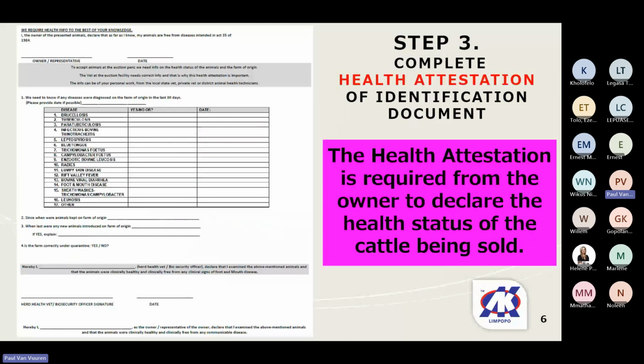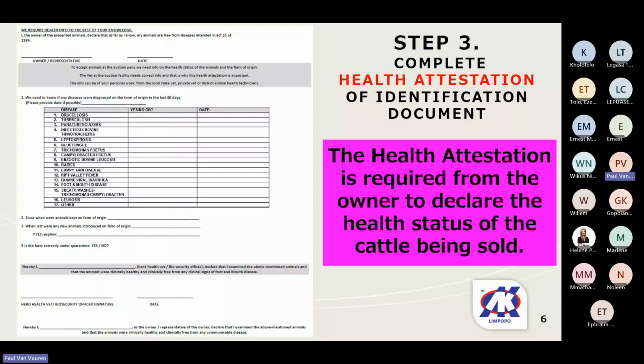And then from there on, we turn over. Then there is the health attestation of the identification document. The health attestation is required from the owner to declare the health status of the cattle or the small animals, like goats and sheep, that are going to be sold at the auction. So the owner signs it. In some cases, you'll get the vet to sign it.